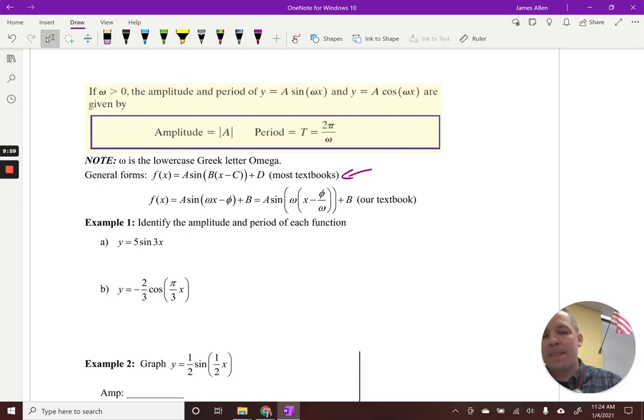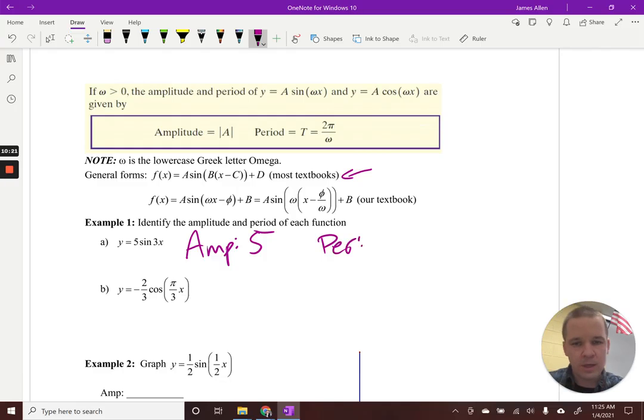So the important part is being able to identify things like your amplitude, your period, your phase shifts, your vertical shifts, your reflections. Let's go ahead and do that. In example A, we've got that 5 out in front. That would be our amplitude, so our amplitude is going to be 5, always positive. Now our period for this one, I would take 2 pi and divide it by the coefficient in front of the x, based on how these formulas are written. So I have 2 pi divided by 3. And that's literally it for that one.